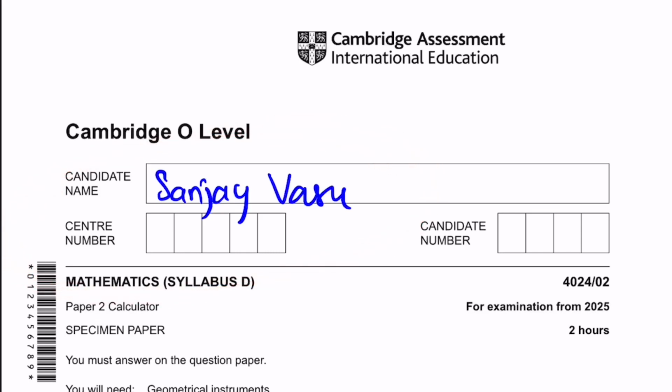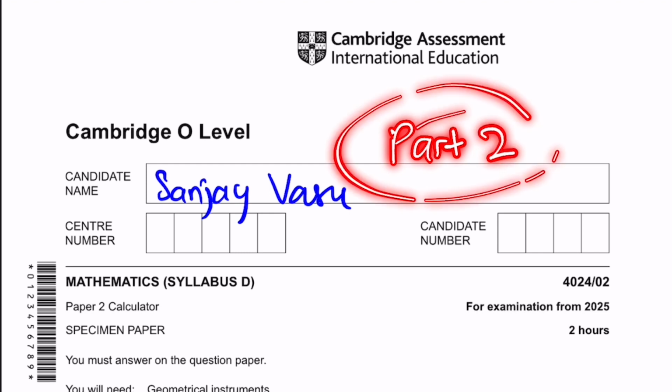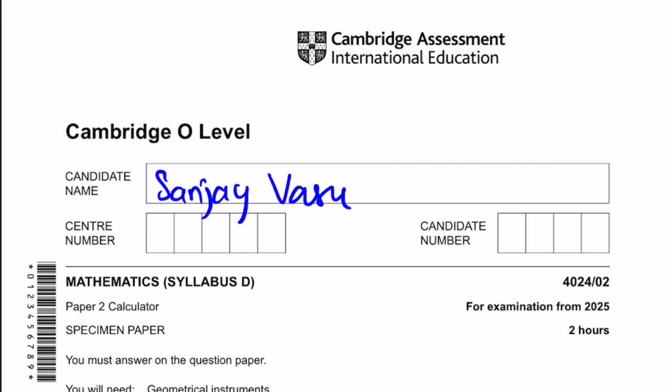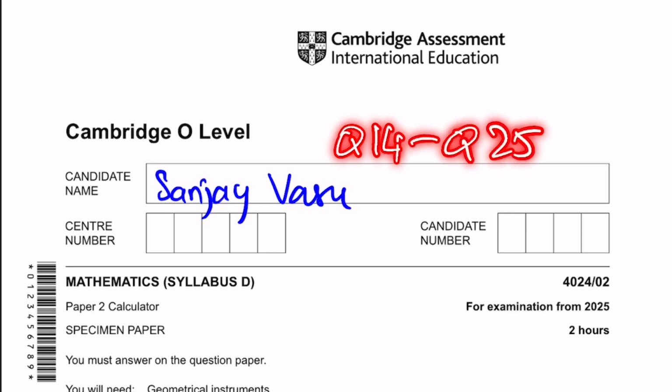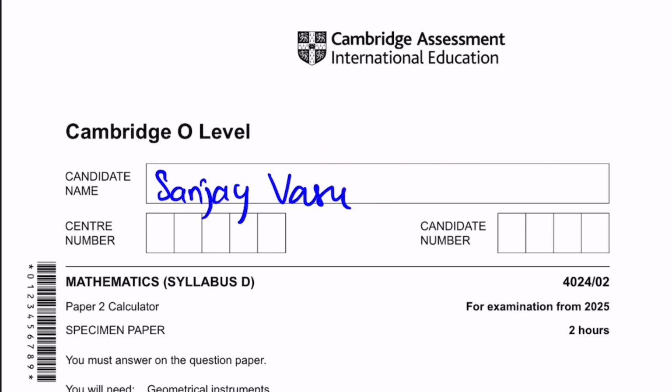This time doing it on Cambridge O-Level Mathematics, Syllabus D, Paper 2, which is the calculator paper. This is a specimen for examination from 2025. And this time, I'm going to be doing part 2 of a two-part series on this paper, which is questions 14 to question 25. Let's start.